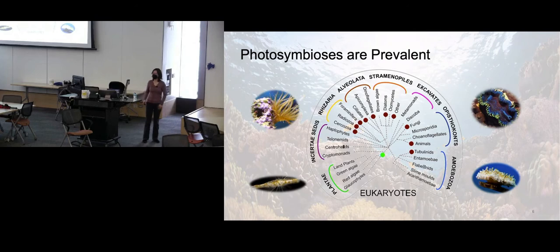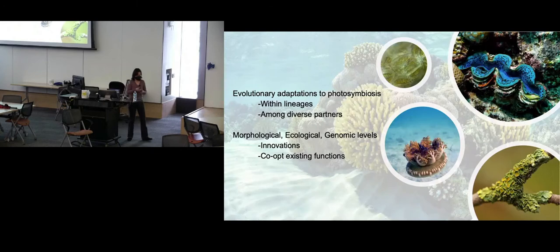And because of the prevalence and diversity of photosymbiosis, it's a really interesting system for asking evolutionary questions. We could ask a lot of questions about evolutionary adaptation. What kind of adaptations have evolved for them to conduct photosymbiosis, right? We can ask what happened within lineages, and we can also compare among diverse lineages. And when I talk about adaptation, we can think about them at different levels. You can look at the morphological level, ecological level, even the genomic level, right?